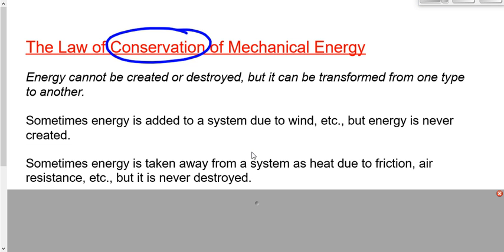And sometimes it looks like energy is lost, destroyed. It's not. Sometimes it's taken away from a system. Maybe we've got friction or air resistance, and maybe when you slam on the brakes of your car, you come to a stop, you've lost energy, you've destroyed energy, right? Well, you haven't destroyed energy, not at all. You've converted kinetic energy into thermal energy or heat energy.